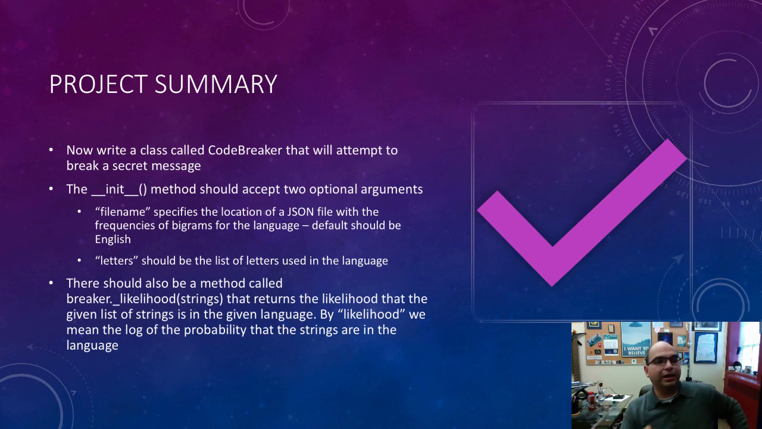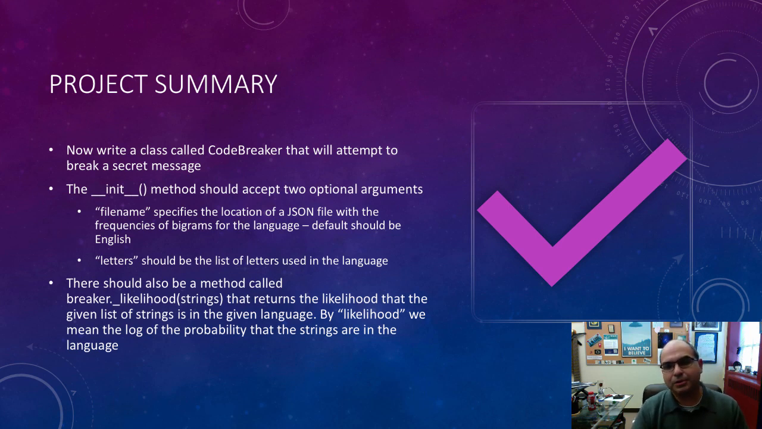Okay. So it's going to have an init method, and I want it to have at least these two arguments. One of those is file name. File name should just point us to the location of a JSON file that has the frequencies of the English language. This is exactly the file that's generated by your previous two projects. So just give me that file name so that it can load it and proceed.